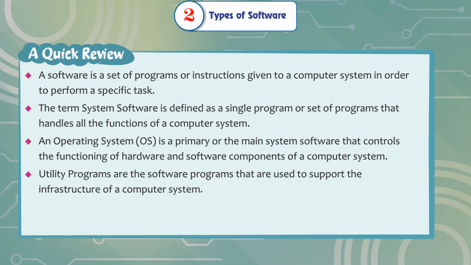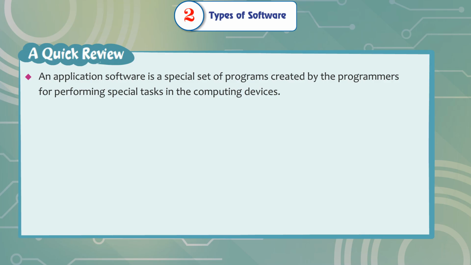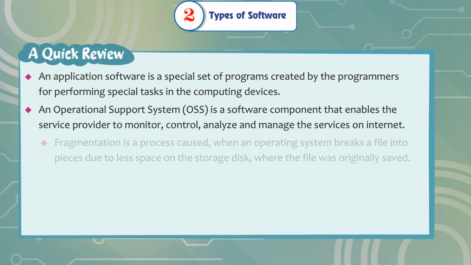Utility programs are the software programs that are used to support the infrastructure of a computer system. A language processor is a special program that is used for the processing of the programming languages used in the computer system. An application software is a special set of programs created by the programmers for performing special tasks in the computing devices. An operational support system, OSS, is a software component that enables the service provider to monitor, control, analyze, and manage the services on Internet.